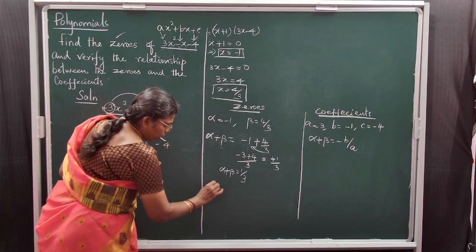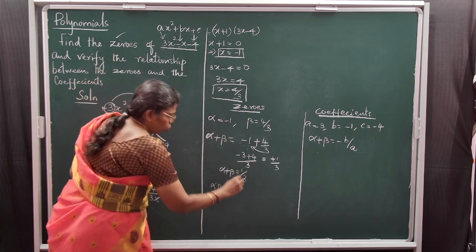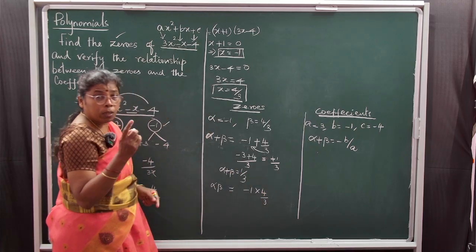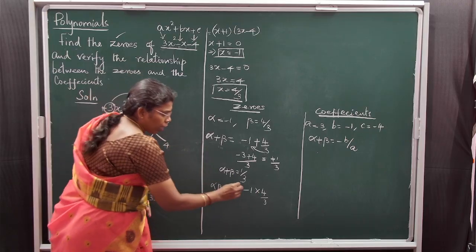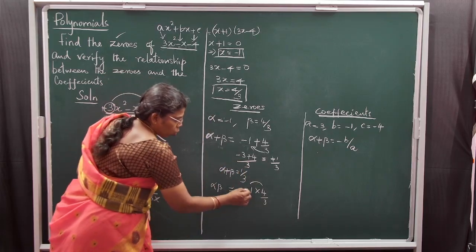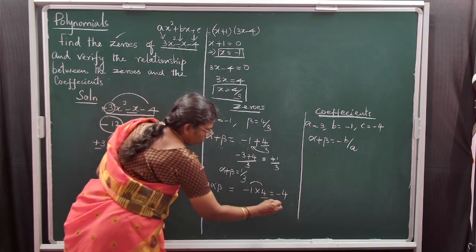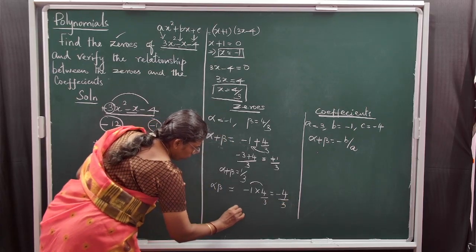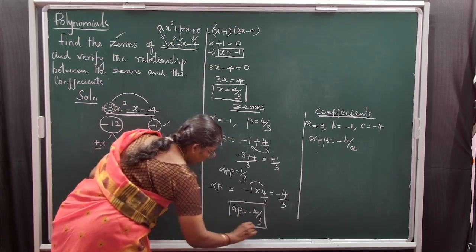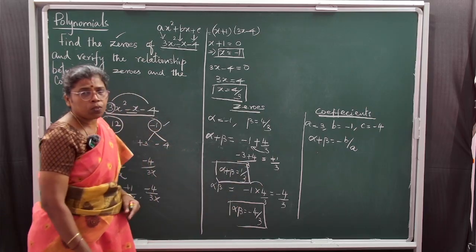Next I am going to find alpha beta. What is alpha beta? Alpha into beta. So alpha is minus 1, beta is 4 by 3. While you multiply, you should not take LCM. I should multiply numerator with numerator, denominator with denominator. So minus 1 into 4 is minus 4. In the denominator I have only one number, so you write it as it is, 3. So alpha beta is equal to minus 4 by 3. So I know alpha plus beta is 1 by 3 and alpha beta is minus 4 by 3.